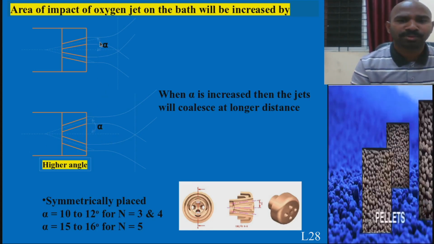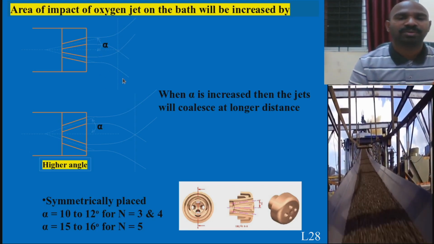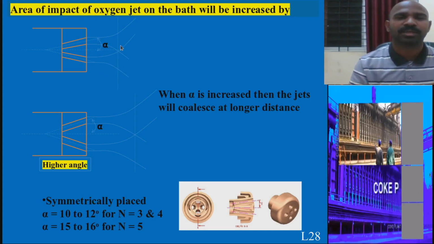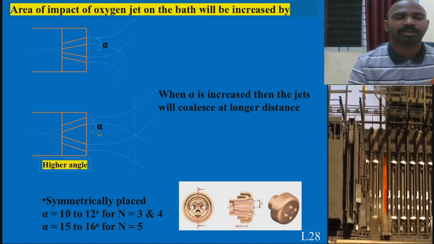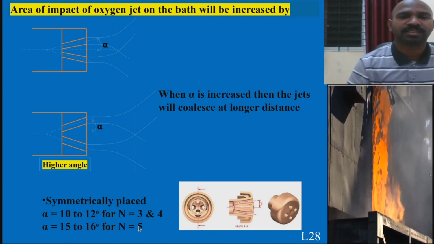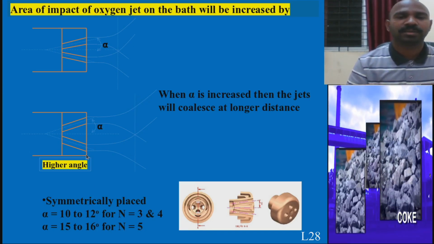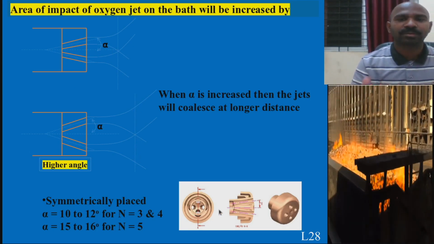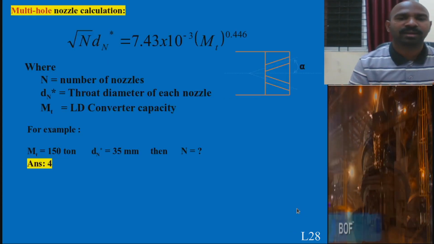For example, in this situation, if the angle is lower, the jets coalesce, or you can call it the interaction of the jet with the molten metal surface, at this distance. If the angle is increased higher, such as 15 to 16 degrees, with the number of nozzles being 5, it coalesces at a larger distance. These schematics are witness for those things. Now these are the practical schematics of the multiple oxygen lance jets.